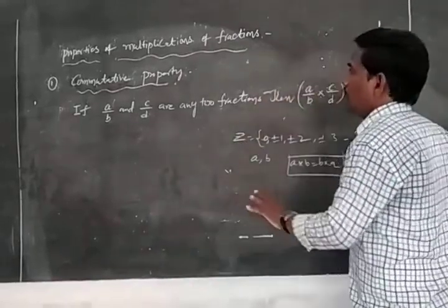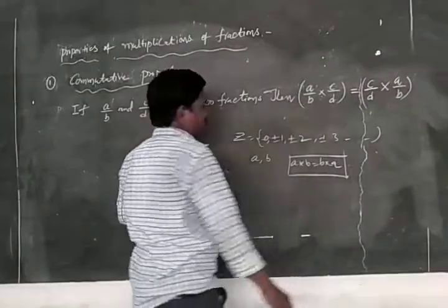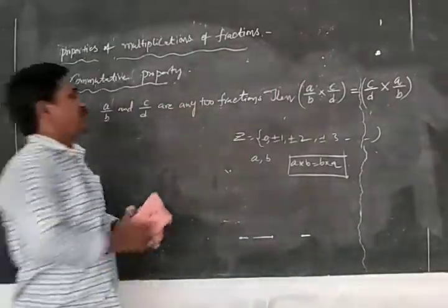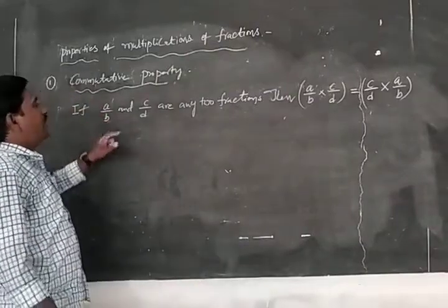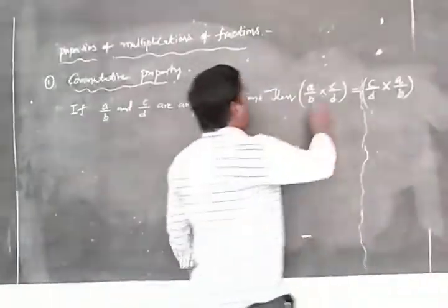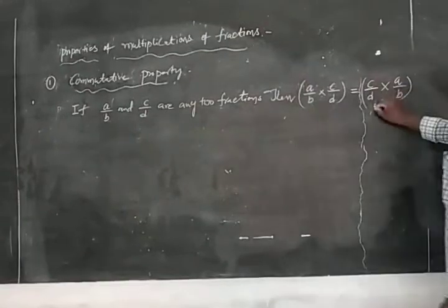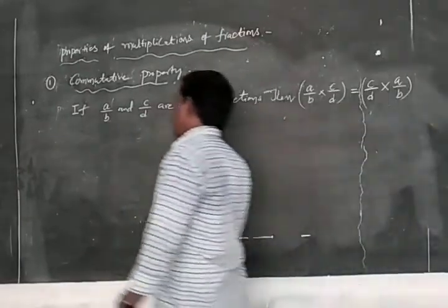In the same way, commutative property of the fractions. If a by b and c by d are any two fractions, then a by b into c by d equal to c by d into a by b. For example, take an example.